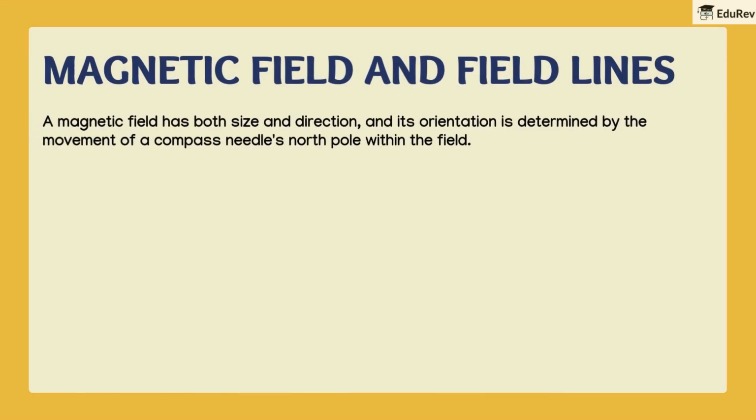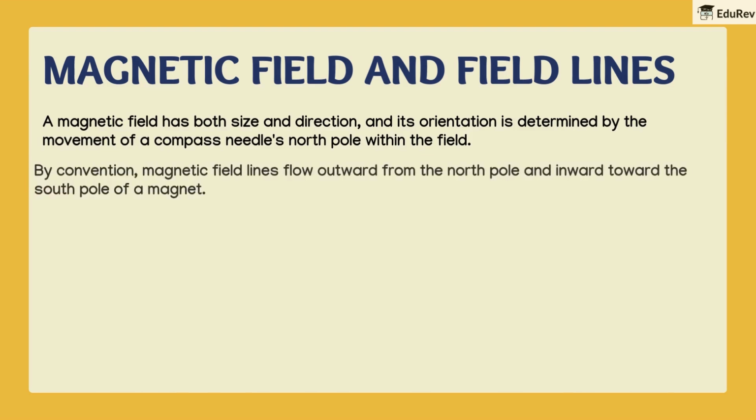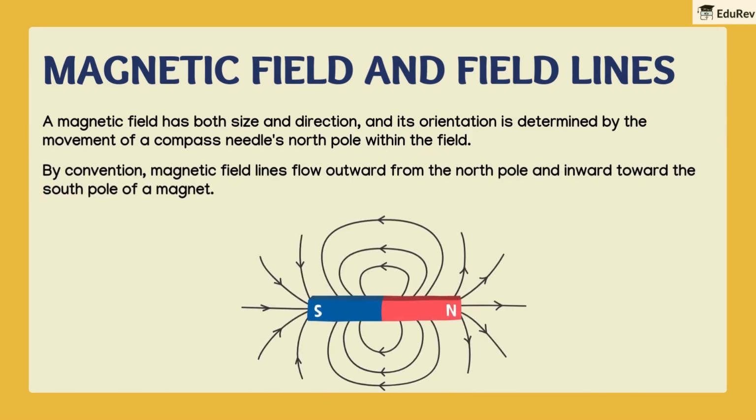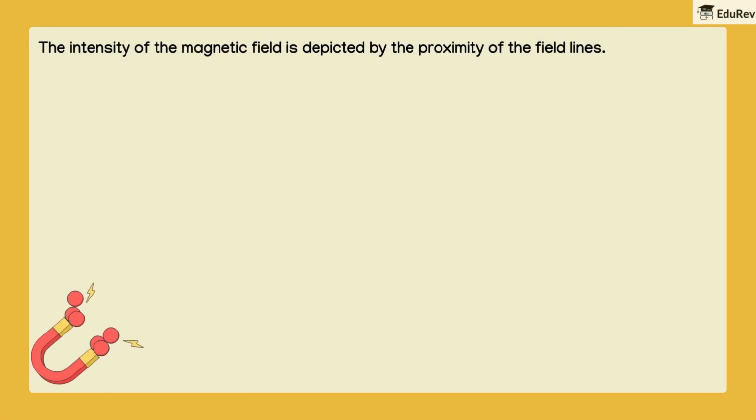A magnetic field has both size and direction, and its orientation is determined by the movement of a compass needle's north pole within the field. By convention, magnetic field lines flow outward from the north pole and inward toward the south pole of a magnet. The intensity of the magnetic field is depicted by the proximity of the field lines.